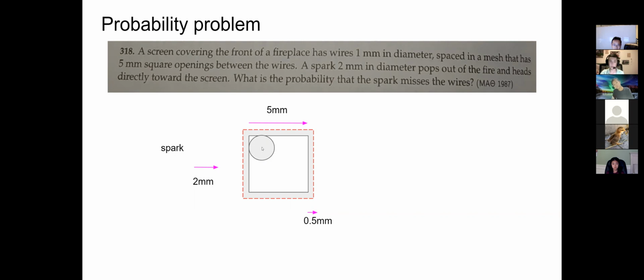If this is the center, and the center is more to the right or more to the bottom, it will be missed. So we have to look at the center. We define where the center goes, and hopefully I have a better picture here. So these are the four marginal, or say critical, positions. The spark will be missed.